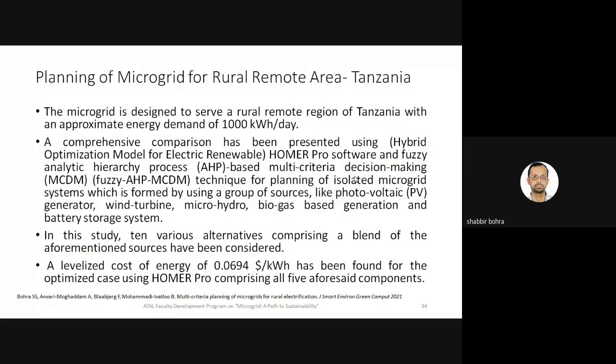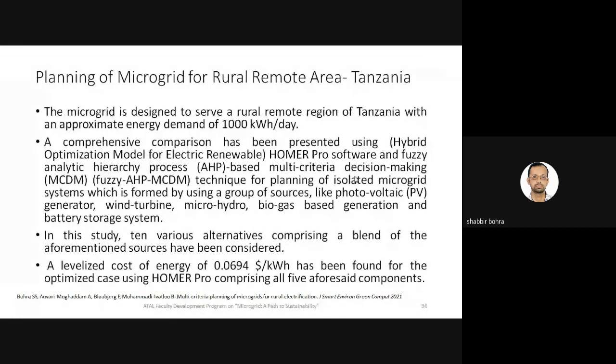Then one more analysis study was done for the rural remote area of Tanzania. The microgrid is designed to serve the rural remote region of Tanzania with an approximate energy demand of 1,000 units per day. So it is for a small residential pocket. A comprehensive comparison has been presented using HOMER and the fuzzy analytic hierarchy process based on multi-criteria decision making, that is an amalgamation of fuzzy AHP and MCDM.